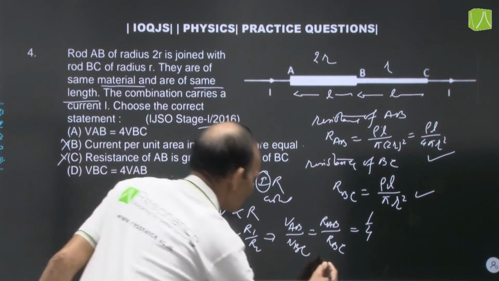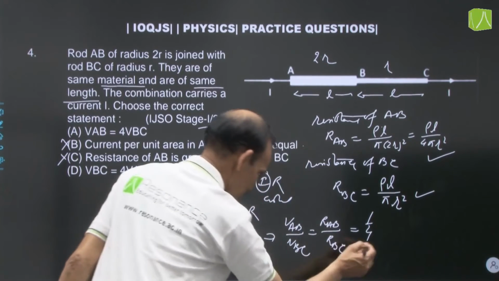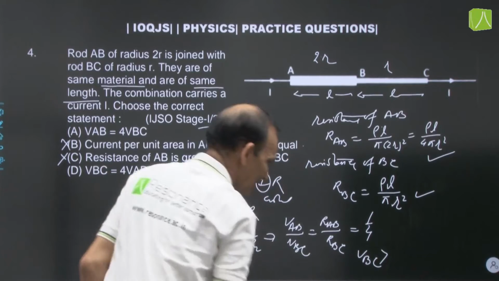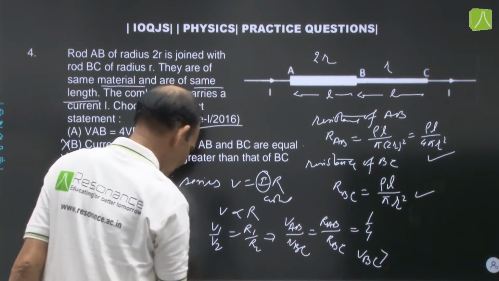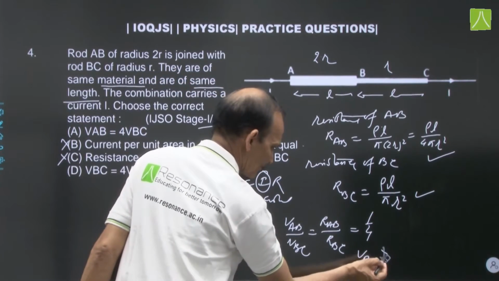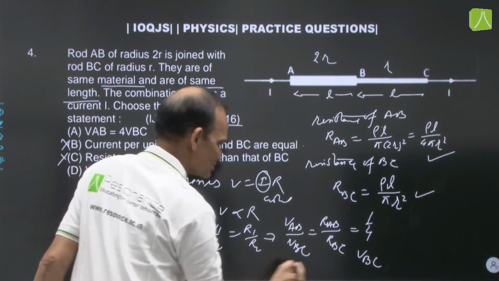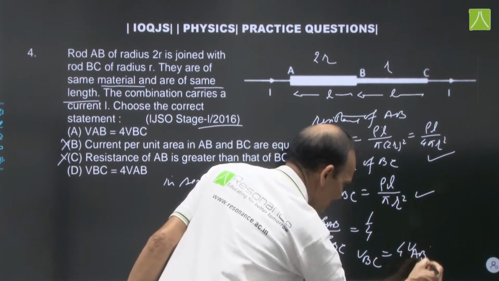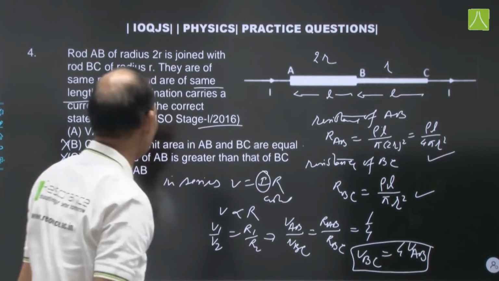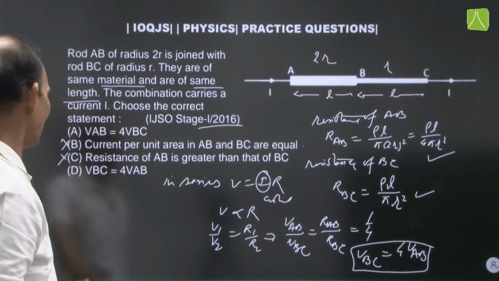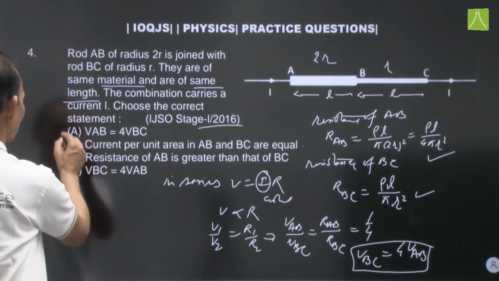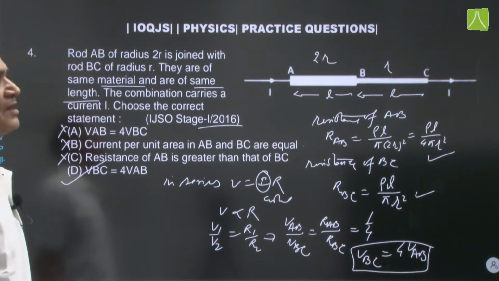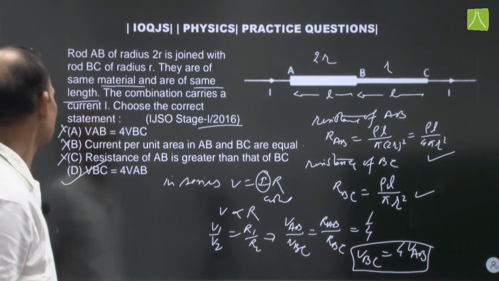So we can write, cross multiplying, V BC is equal to 4 times V AB. Now think about options A and B: 4 times BC, it is wrong. So the correct option is V BC is 4 times V AB. So the correct option is D.